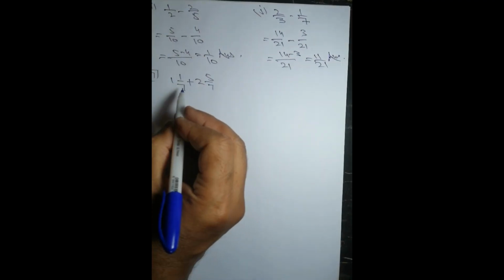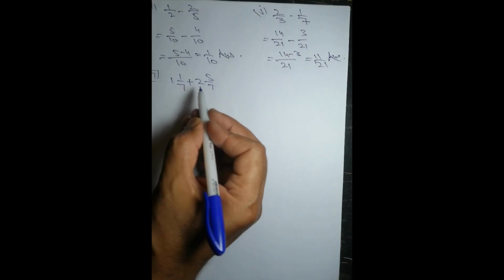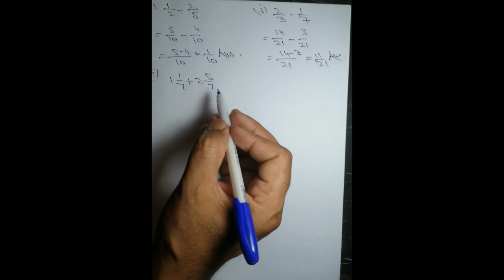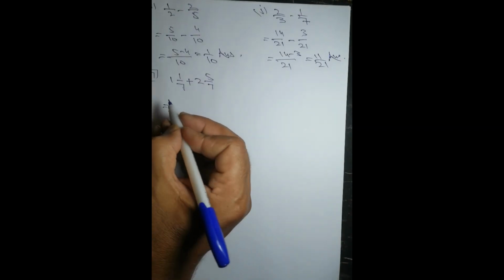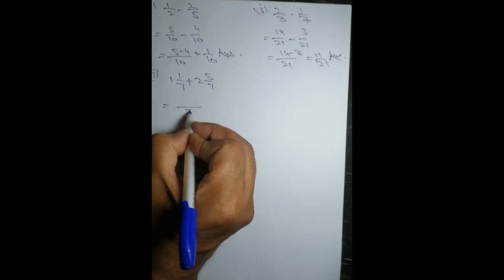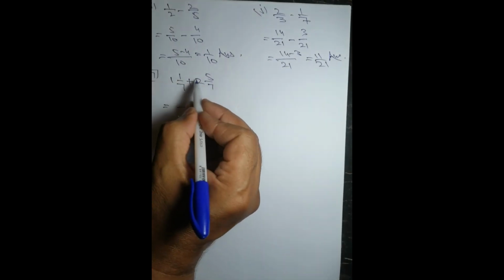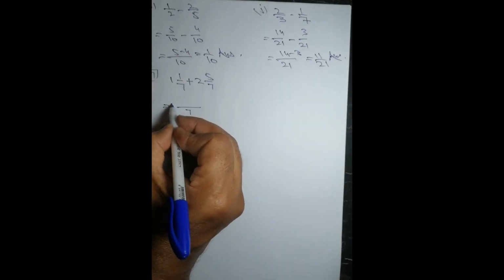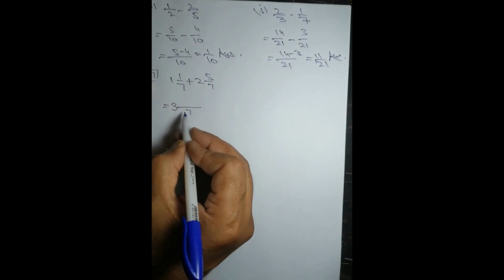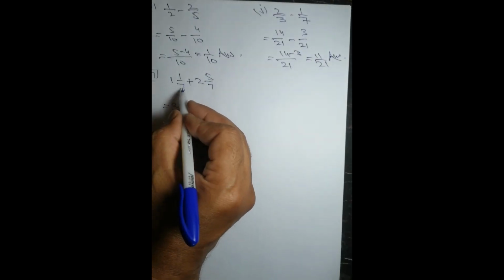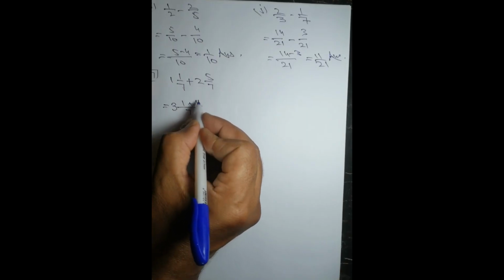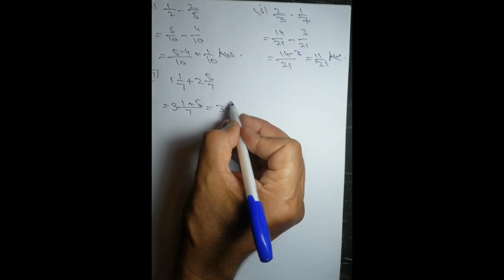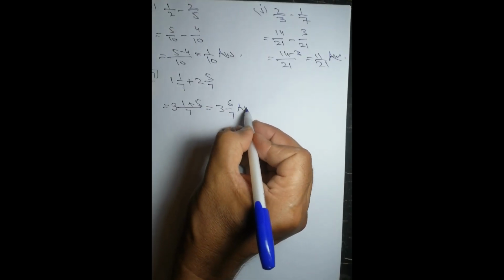So first of all we need to see the denominator. Denominators of both the numbers are the same. So we can easily write 7 as the LCM. And when the denominators are the same, we can write the whole numbers one time here. 1 plus 2, this is 3 whole number. So now 7, this is 1 plus 5, so that is equal to 3 whole number, 6 over 7. So this is the answer.